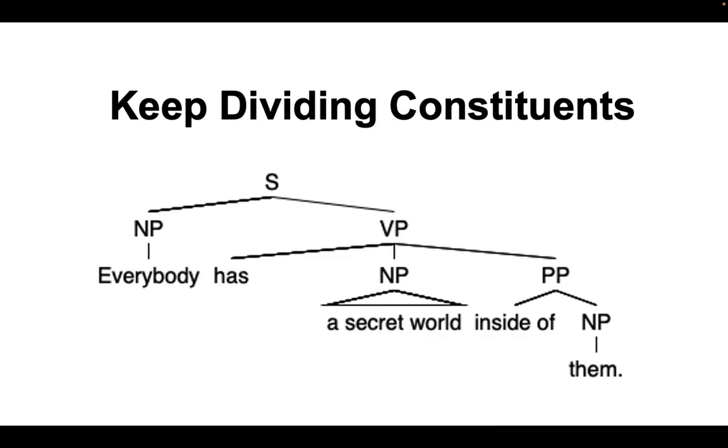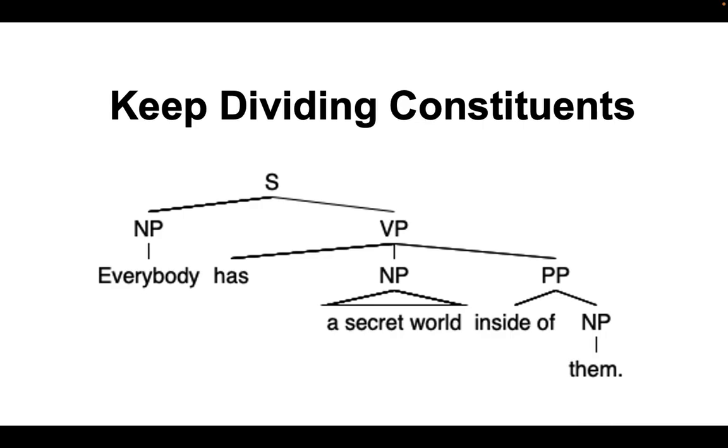So we can find inside of that VP, another noun phrase, which is a secret world. And so we've got the noun world, and then the words a and secret go together with that noun. So a determiner and an adjective, those three words are a noun phrase. We also have a PP, or a prepositional phrase, which is inside of them. And then also within that prepositional phrase, we have another NP, which is just the word them.